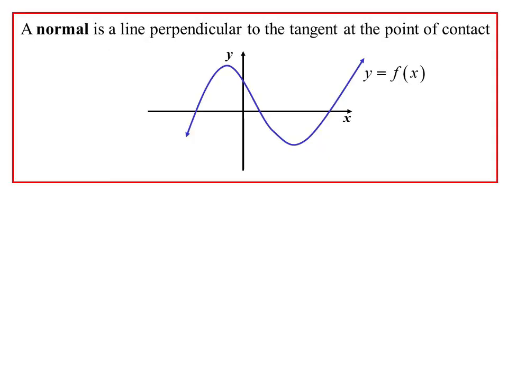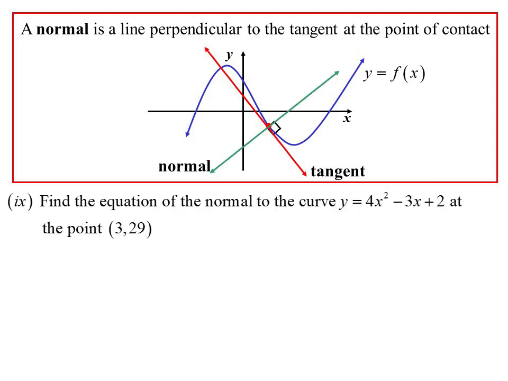Now there's this thing called a normal. A normal is a line perpendicular to the tangent at the point of contact. Here's a random curve, there's our tangent. The normal at that point is the line that's perpendicular to it. So if we get a question like this, then again we're going to say, well, I need a point and a slope. I have a point, what's the slope? Well, I can work out the slope of the tangent.